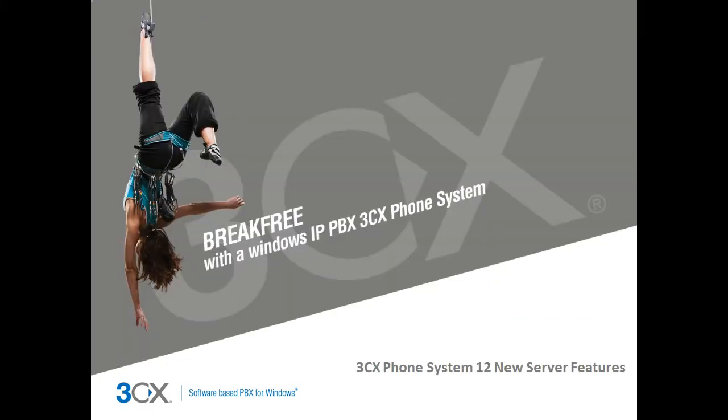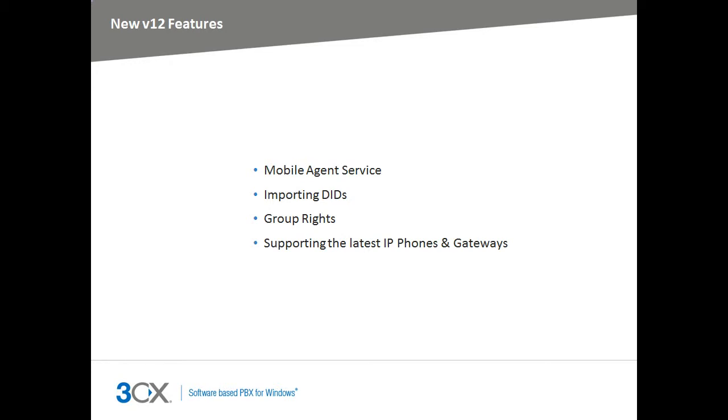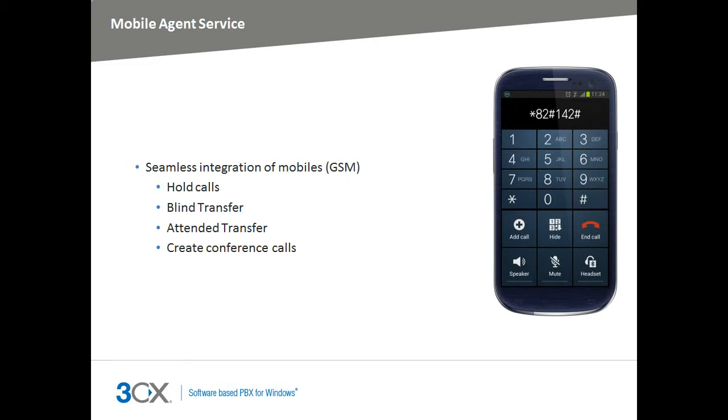In this section, we'll take a look at the server-side features new to 3CX Phone System 12. We've added great new features to the PBX, such as a mobile agent service, group rights, and version 12 now supports the latest IP phones and gateways right out of the box. 3CX Phone System 12 includes a mobile agent service, which allows better integration of calls forwarded via the cell phone network. You can now hold or resume calls, make blind or attended transfers, and create conference calls simply by dialing into your mobile device's keypad.